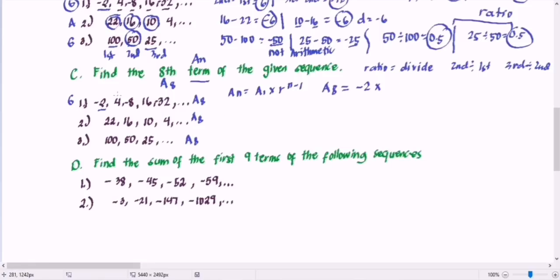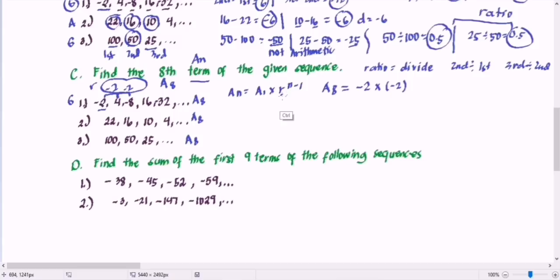So, pag dinivide natin to 4 divided by negative 2, that is equal to negative 2. Negative 8 divided by 4, that is equal to negative 2. So, the common ratio is negative 2. So, yung r natin is equal to negative 2. So, negative 2 times, palitan natin yung r, negative 2 rin. Lagyan natin ng parenthesis, negative 2. Pag may negative, lagyan nyo ng parenthesis. Dito lang sa r. Then, lagyan nyo n minus 1.